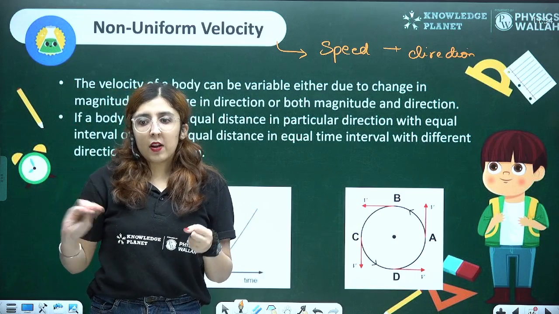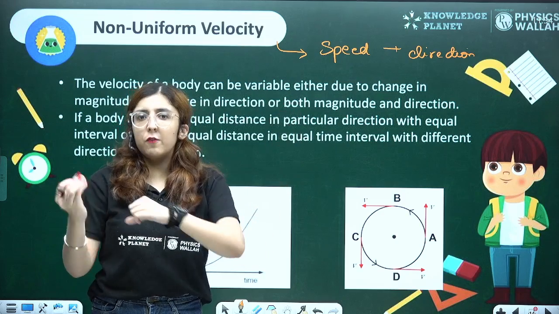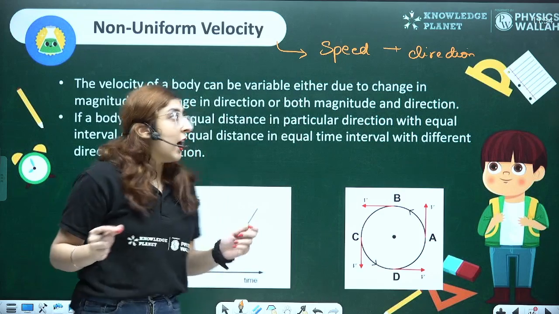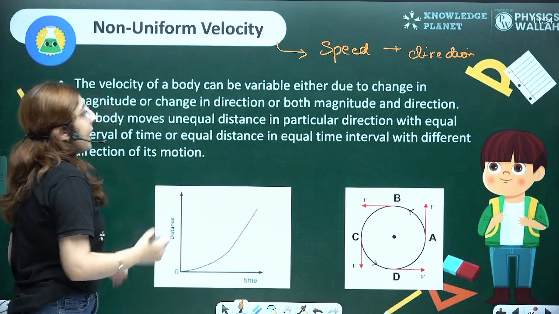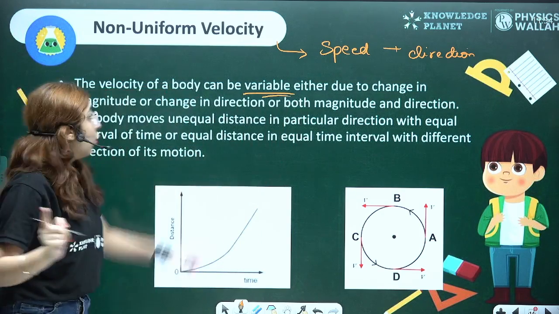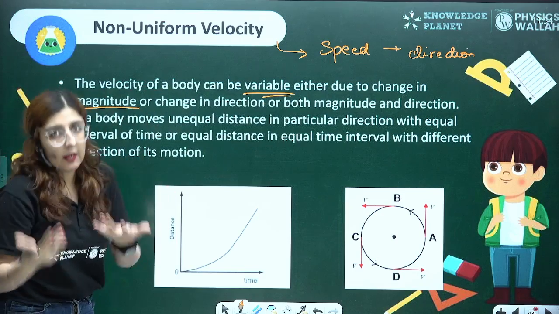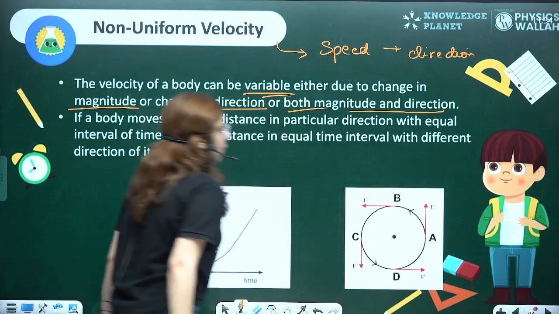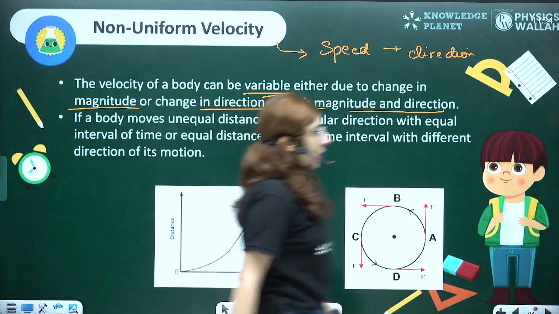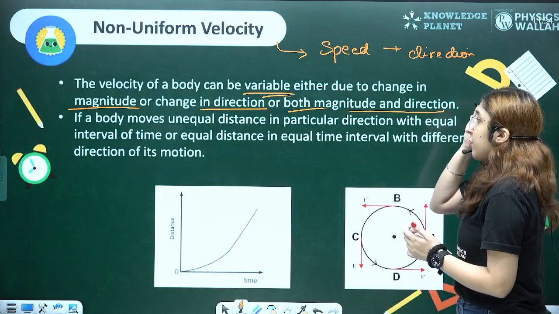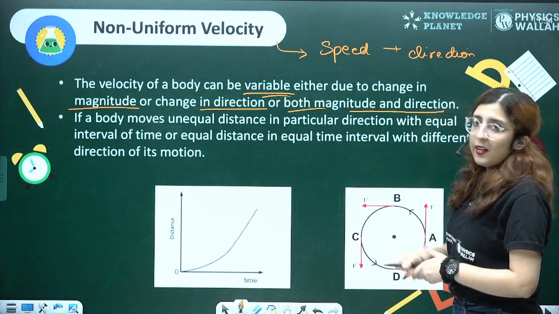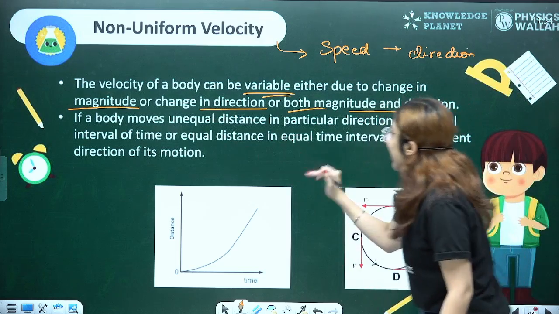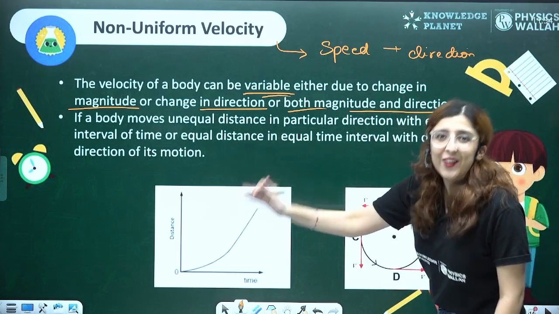Moreover, if I change the speed also, non-uniform velocity takes place there as well, keeping the speed same. So, non-uniform velocity: the velocity of a body can be variable either due to a change in magnitude, which is speed, or a change in direction, or both magnitude and direction. In non-uniform velocity, a body moves unequal distances in a particular direction in equal intervals of time, or equal distance in equal intervals of time with different direction.